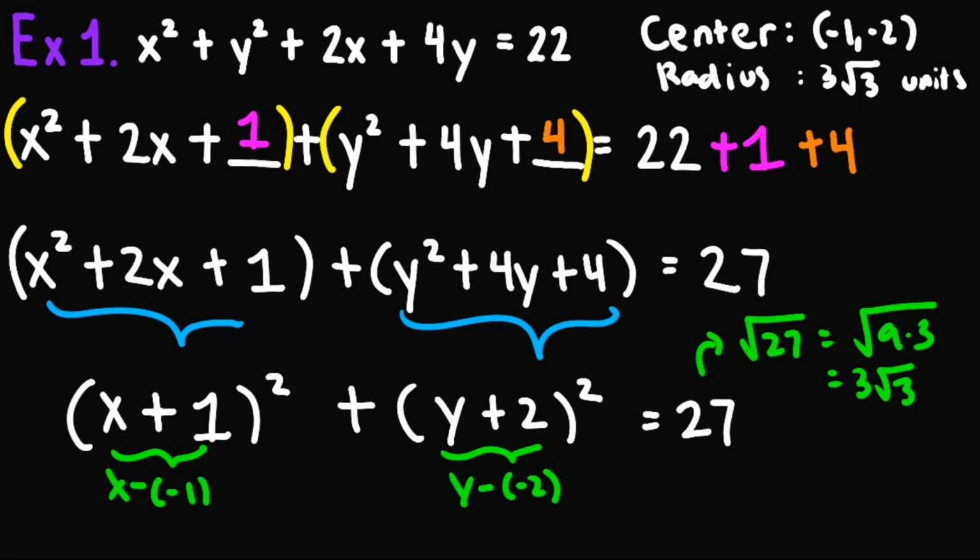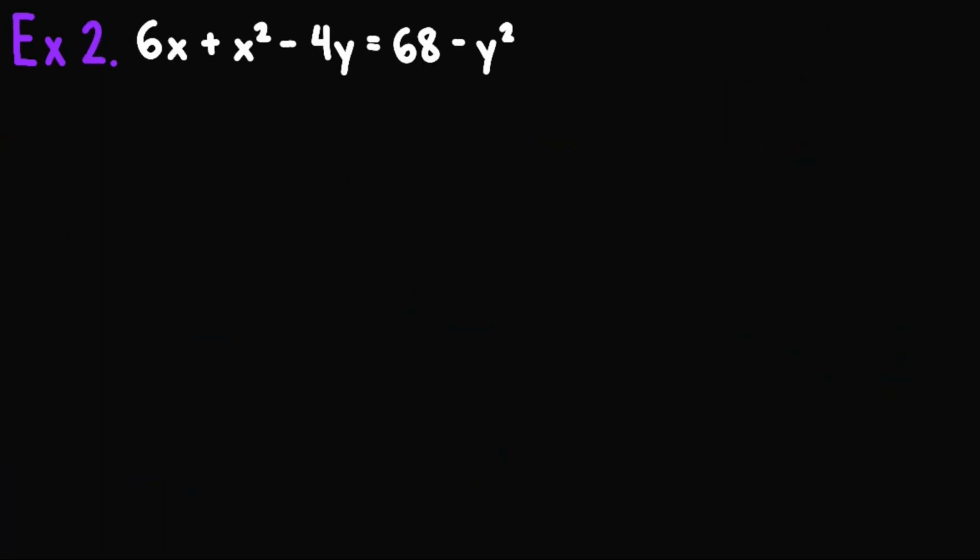So good, I hope that one is clear, and I hope you got that one correctly. Let's move on to the second example. In here, we have 6x plus x squared minus 4y equals 68 minus y squared. Before we start, feel free to pause the video so that you may try this one first on your own. Okay, good. So let's start.